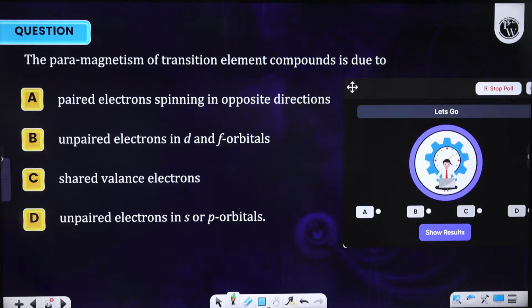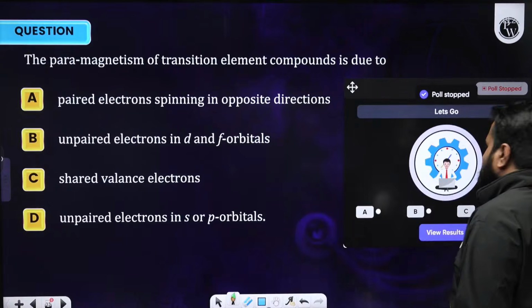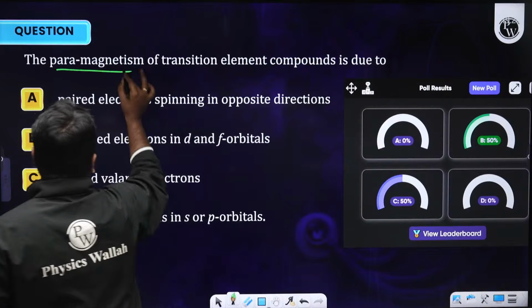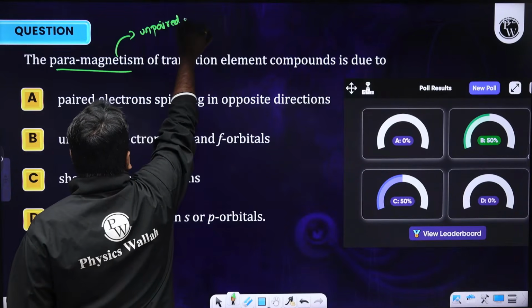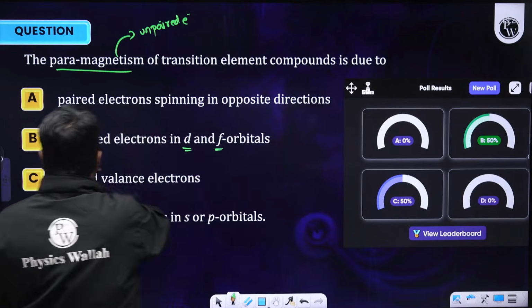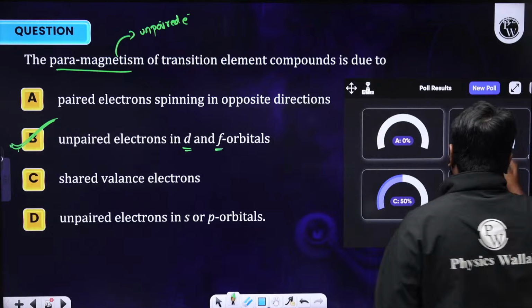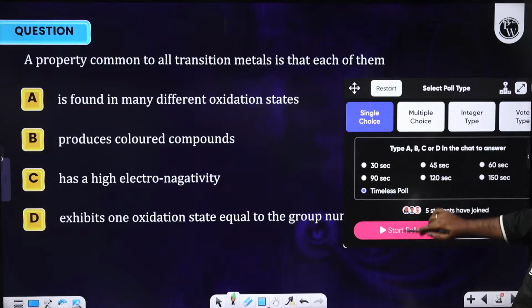Yes, what will be the correct answer? Option B. We know paramagnetism means due to the presence of unpaired electrons, but unpaired electrons present in D and F orbital. So option B is the right answer. Why are you people confused with C? Paramagnetism means it is only for unpaired electrons. I think Lucifer is deliberately telling wrong answers.